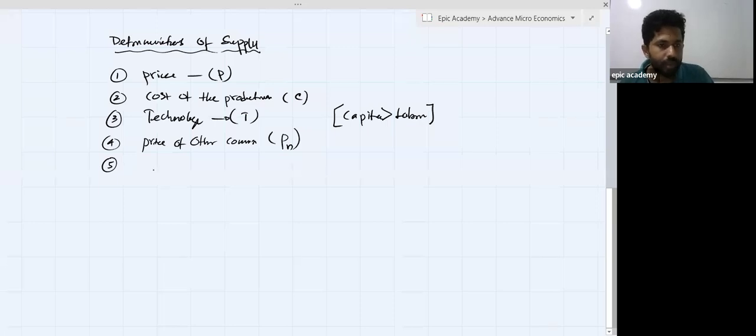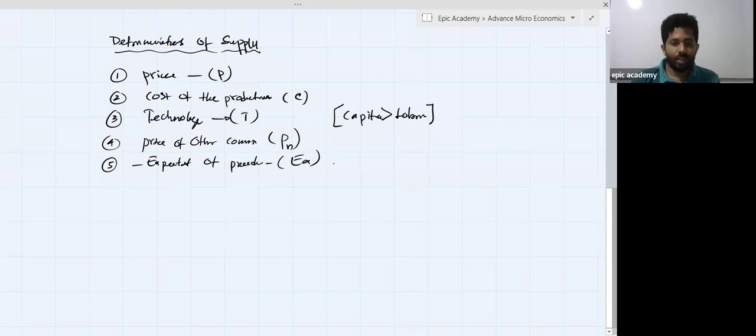Okay, fifth one, the expectation of producer. EX, X always in lower case, okay. So just consider a practical situation. You can identify some producers who produce goods and services, but their profit is at a negative level, negative profit. But they continue their production. So it depends on the expectation of the producer.